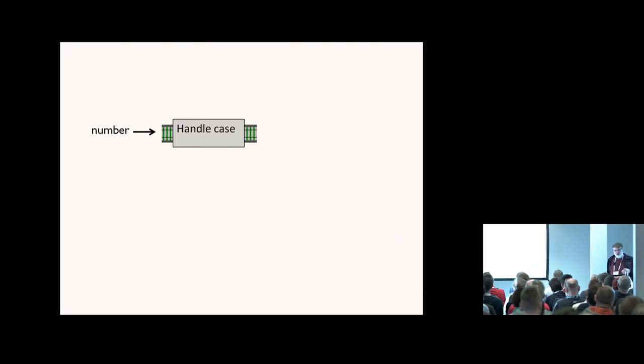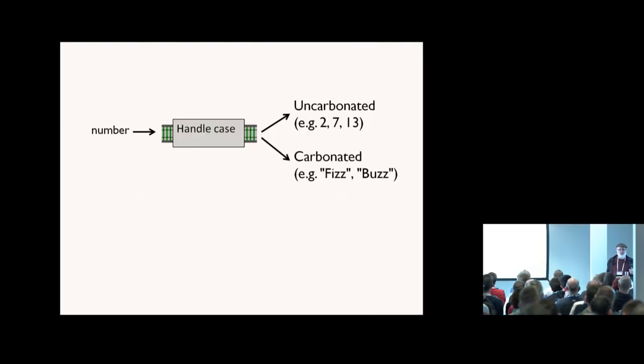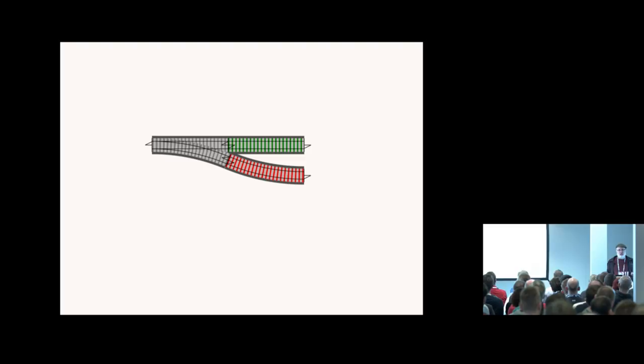Right. So if you think about it, a number comes in, and we have two choices. It can either be unprocessed, like 2 or 7 or 13. I'm going to call that uncarbonated. Or the alternative is it could be processed, in which case I'm going to call it carbonated, like a fizz or a buzz, okay? We've got two choices. So, if we think of that in the railway track model, you can think of it like points or switches in the US. You have an input and you have two different outputs, uncarbonated output and carbonated output, all right? So this is our railway model for this particular function.